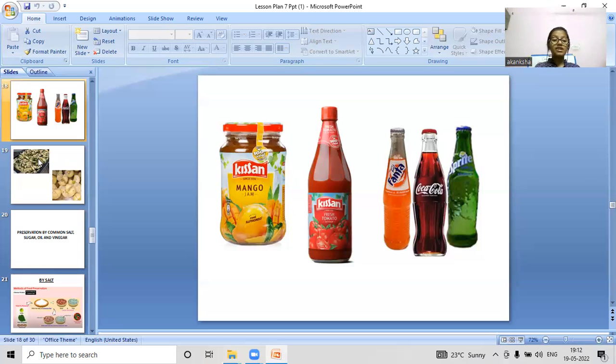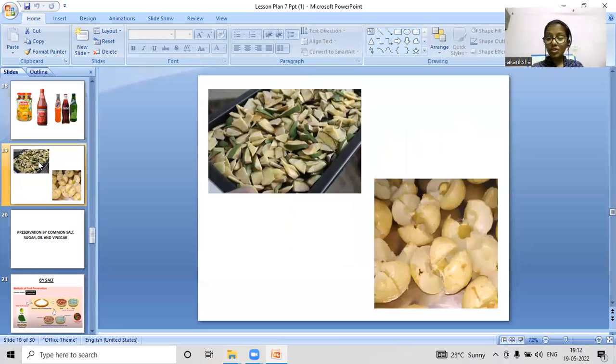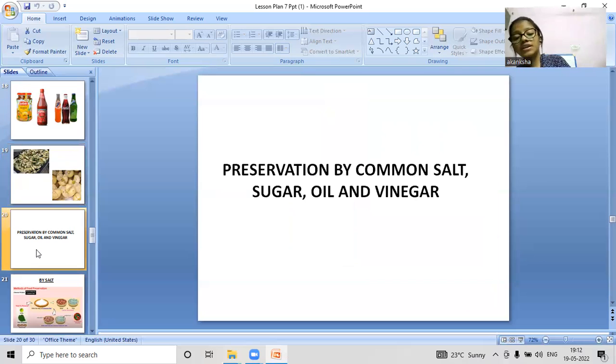So now coming to the next picture. What do we add in these two things as a preservative? Yes, we are adding salt, very good, oil and turmeric. So now we will see some of the natural and common preservatives that are used by us, that are salt, sugar, vinegar, and oil. So we will see how these four things help in preservation techniques, right?